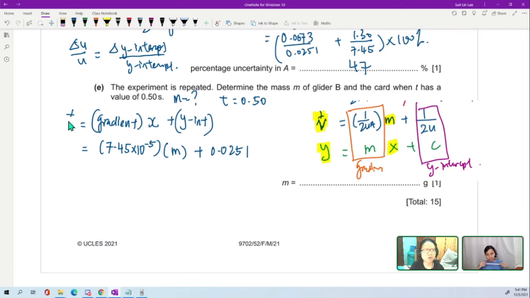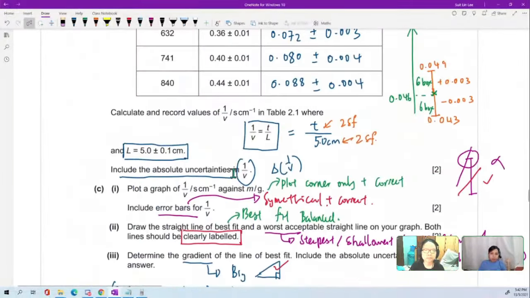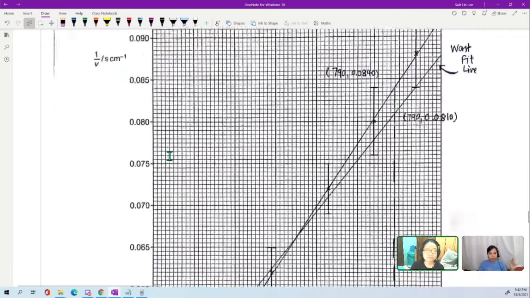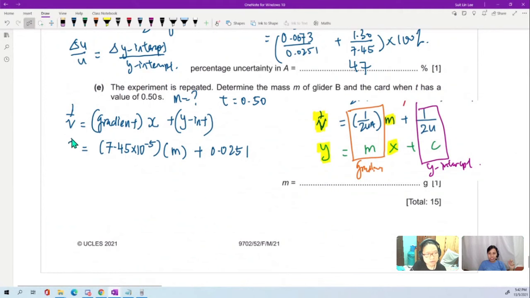Now we look at the stuff we don't know. 1 over v. Did they give us 1 over v? Did they give us v? But they give this one. Oh, 1 over v is t over l. Okay, we substitute inside there t over l. Then l is given, t is the same, right? L is given. So substitute t over l in 1 over v. Plug in all the values we know.